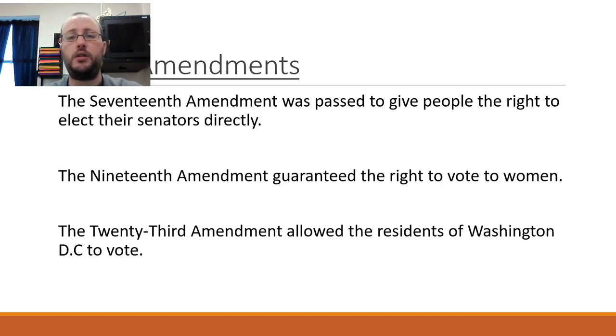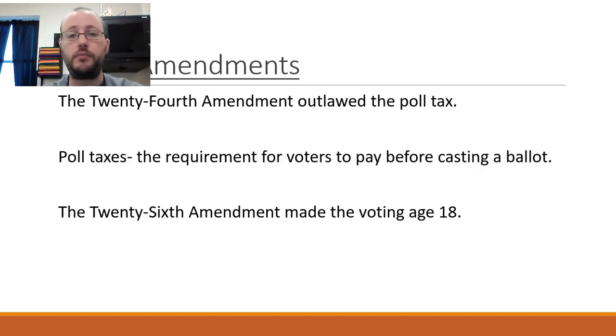The 17th Amendment was passed to give people the right to elect their senators directly. And that's what we do today, where we vote for our senators. The 17th Amendment legalized that. The 19th Amendment guaranteed women the right to vote. African American men already could. It made it where women could at that point. The 23rd Amendment allowed the residents of Washington, D.C. to vote. The 24th outlawed the poll tax.